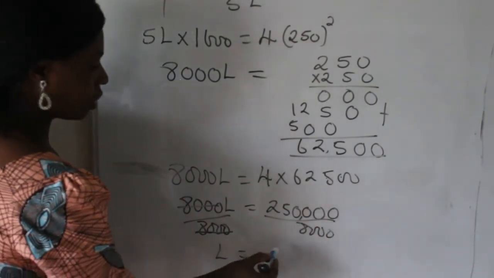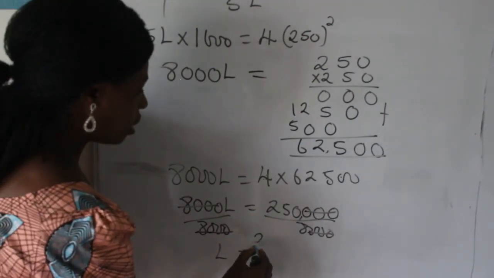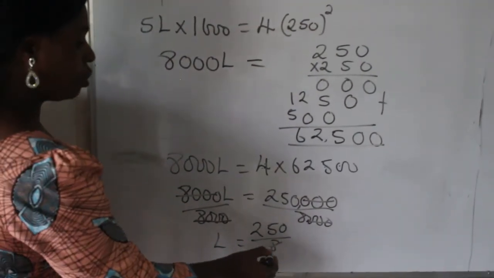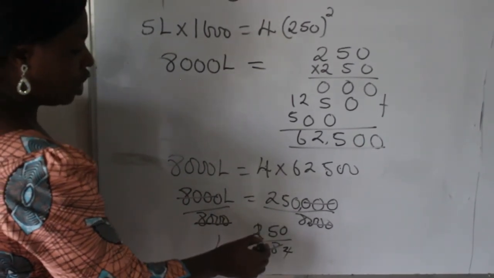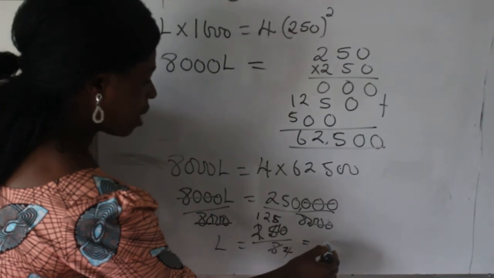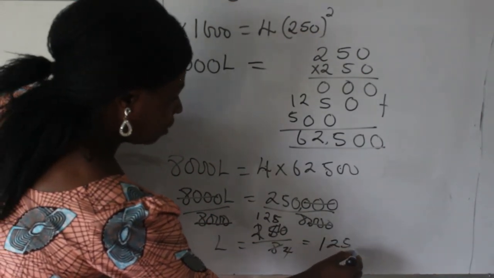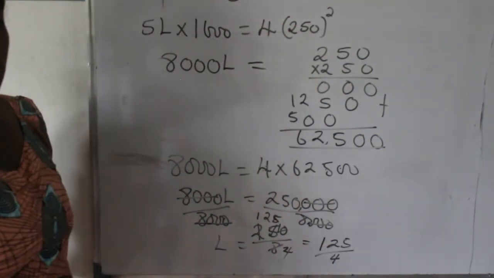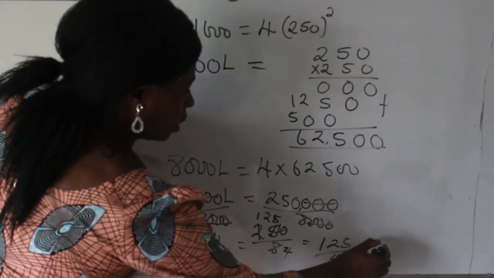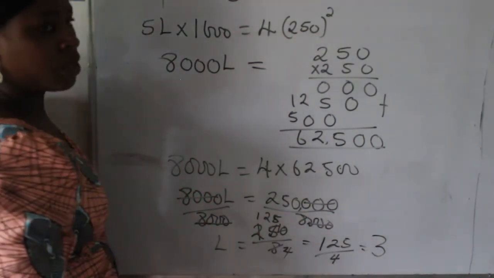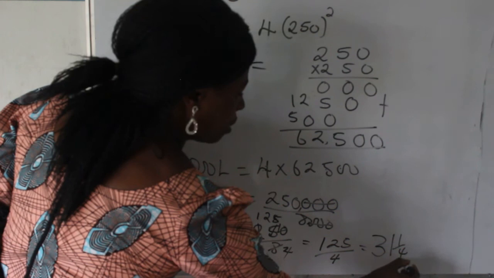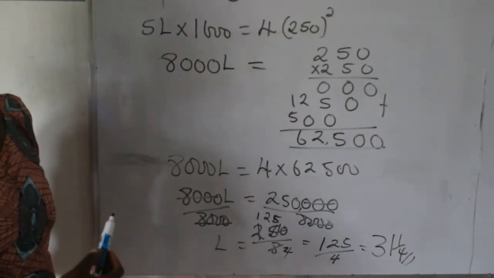So our L is equal to, these 3 zeros will cancel this. So we are left with 250 divided by 8. So let's reduce it. 2 into 8 is 4. 2 into itself here is 1. 2 here is 2. Remember, 1 here is 5. So we have 125 divided by 4. So already it's an improper fraction. So we change it to a mixed fraction. So 4 can go into 12, 3 times. 4 can go into 5, 1, remainder 1. So we have 31 whole number 1 over 4. So that is the value of our L.